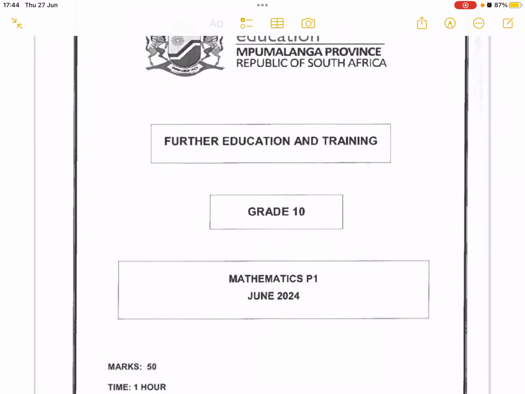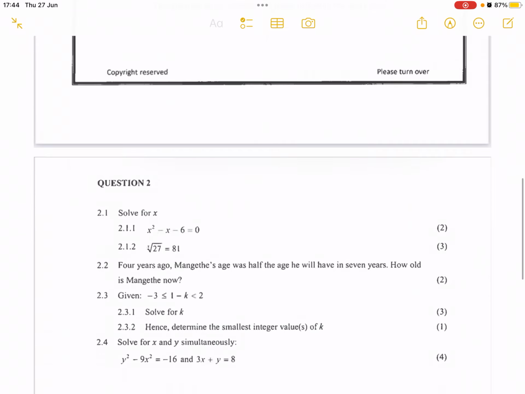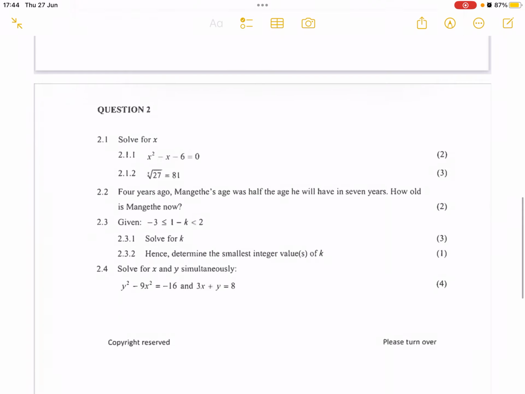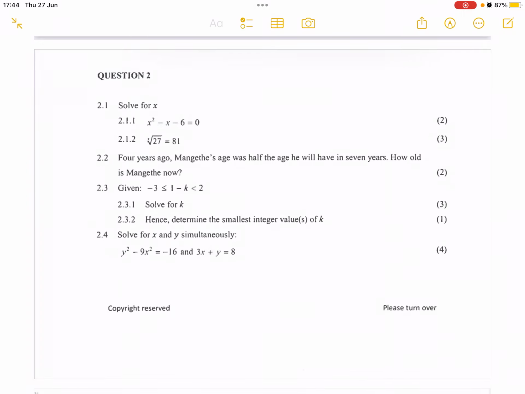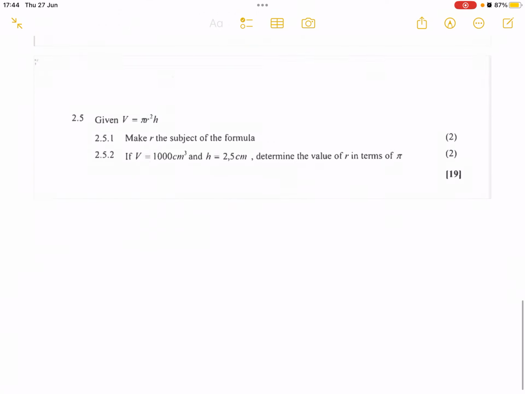Today we're going to be looking at the Grade 10 June exam, Paper 1, and specifically Question 2, which is equations and inequalities. So let's start off in 2.1 by solving for x, where in 2.1.1 we have to solve x squared minus x minus 6 equals 0.